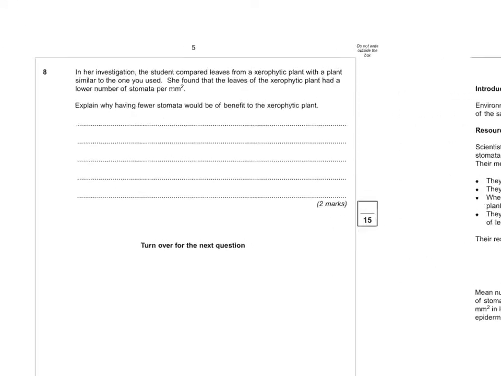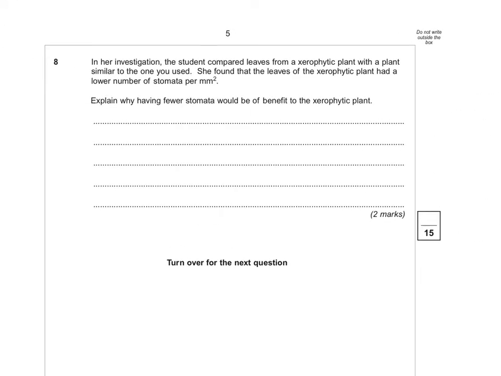Number 8, in the investigation, the student compared leaves from xerophytic plants with a plant similar to one that you use. She found that the leaves of xerophytic plants had a lower number of stomata. Explain why having fewer stomata would be a benefit to the xerophytic plant. So this is an explain question. This is where I need to bring in some A-level biology. Explain. So yeah, there'd be less diffusion. I mean, let's use the word less transpiration. That's the diffusion of water from a plant due to evaporation. Less transpiration.